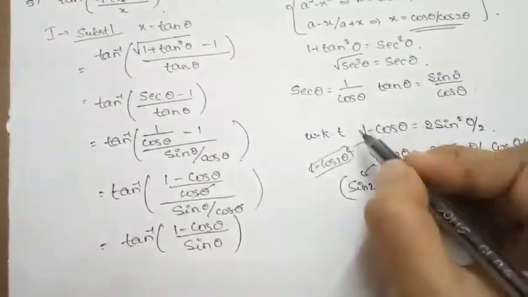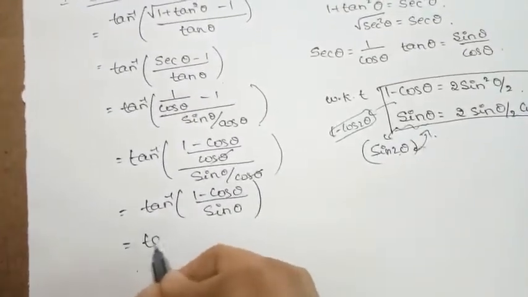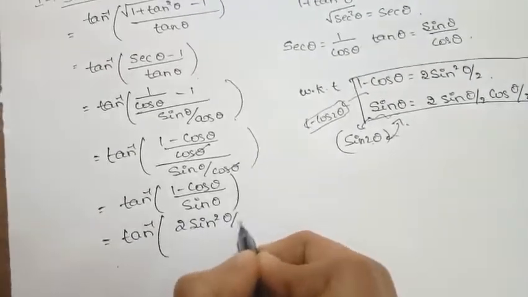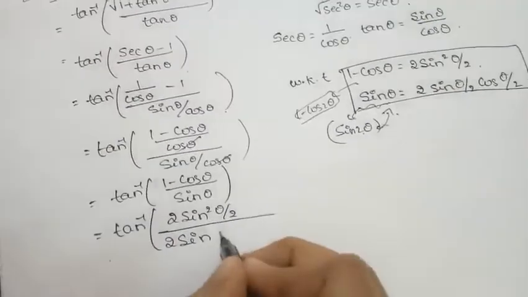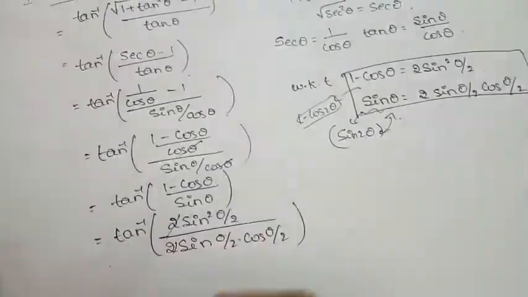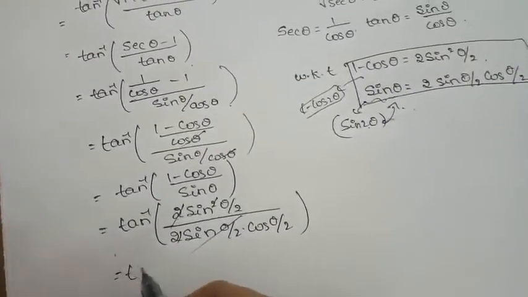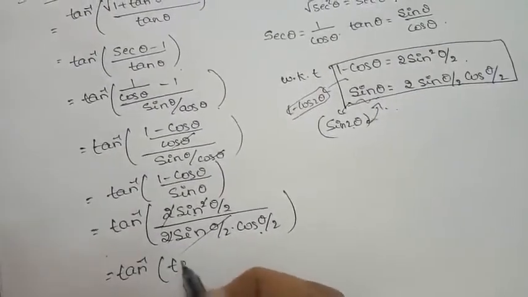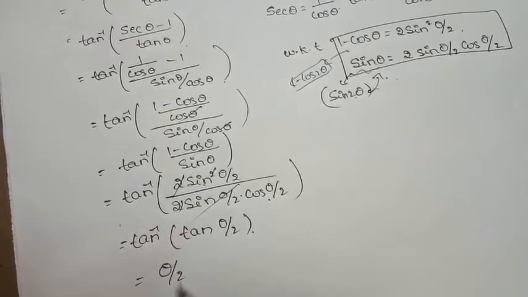Now using this identity we get tan inverse of 2 sin square theta by 2 divided by 2 sin theta by 2 into cos theta by 2. The 2 cancels. Here sin square is there, so one sin cancels with the denominator sin. What remains is sin theta by 2 divided by cos theta by 2, which is tan theta by 2. So tan inverse of tan theta by 2 is theta by 2.